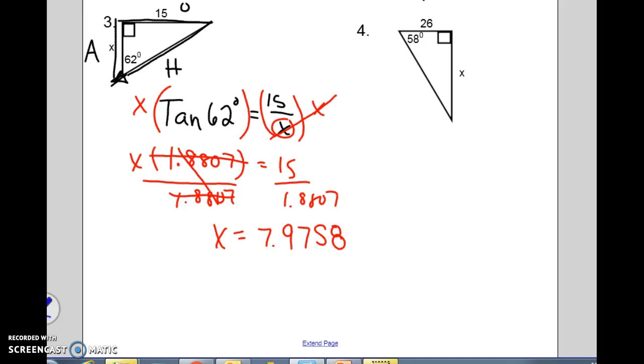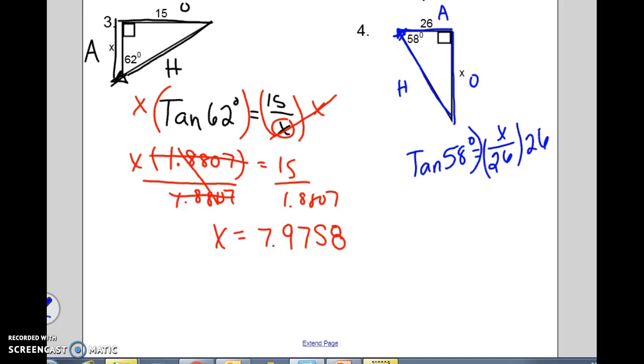All right. So where am I going to start on number 4? At the 58. What would I call this side? Hypotenuse. This side? Opposite. And this side? Adjacent. Okay. So the tangent of 58 degrees is equal to the opposite over the adjacent. Multiply both sides by whatever is on the bottom. So what is 26 tan 58? In your calculator, push 26, tan, 58. And what do you get? 41.6086.